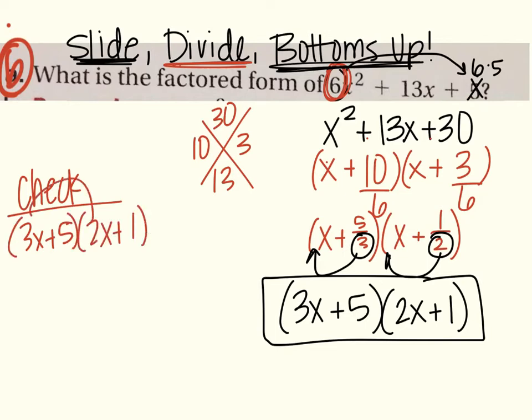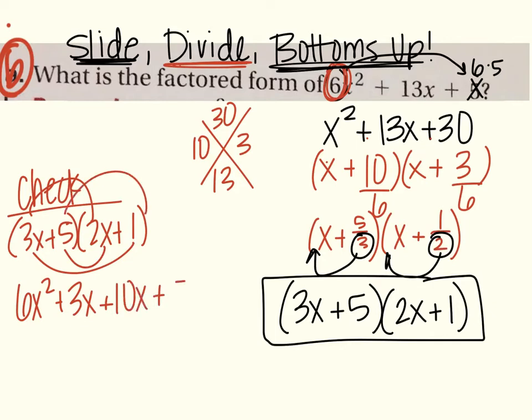By foiling, that's going to be 6x squared. 3x times 1 is 3x. 5 times 2x is 10x. 5 times 1 is 5. Combine the two middle terms, and you get 13x plus 5.